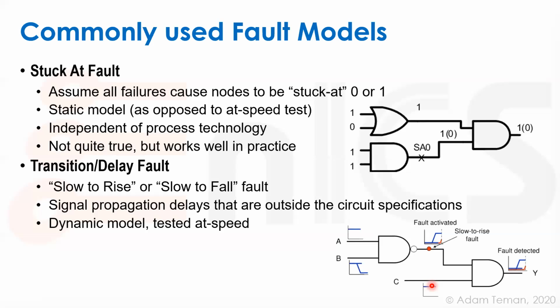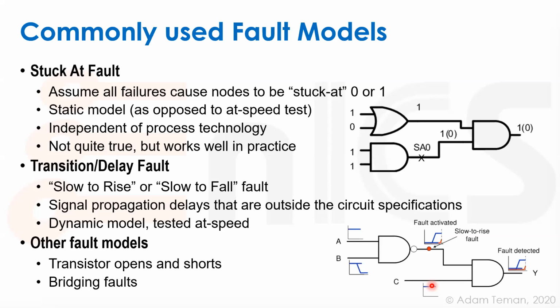However, in a lot of ways, you can see the transition type of errors as a subclass of the stuck-at faults, or maybe just because they're really hard to find otherwise. So we'll discuss that later, just briefly though. Most of the research and so forth is done for the static type of faults.